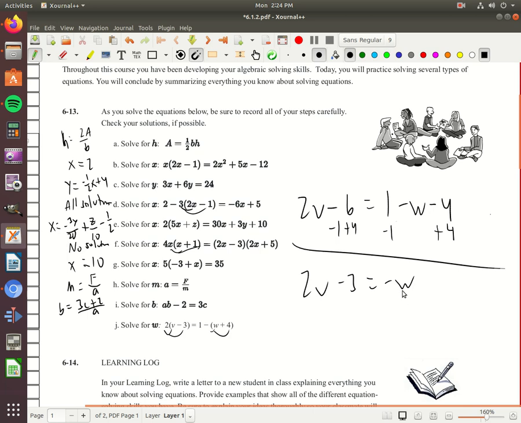So I never solve for a negative W. I always solve for a positive W. So I'll divide everything by negative 1. So I'll get negative 2V plus 3 is equal to W. So there we go.